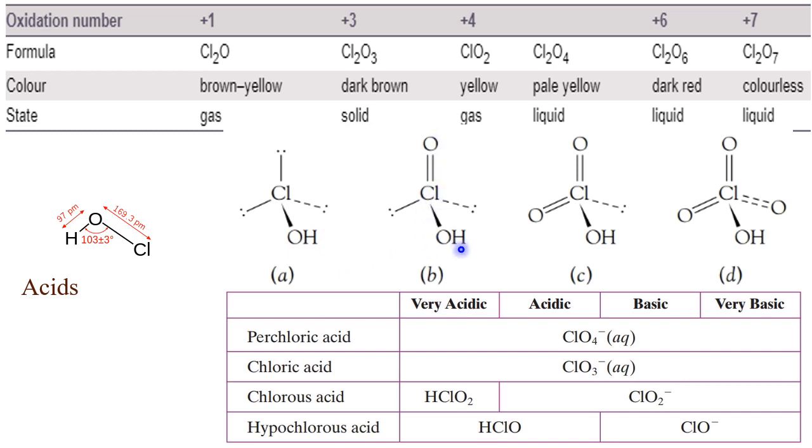Next is the ClO2- anion, of chlorous acid, which is still relatively weak. Two other acids, chloric and perchloric, are very strong.